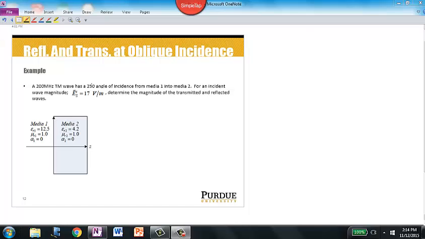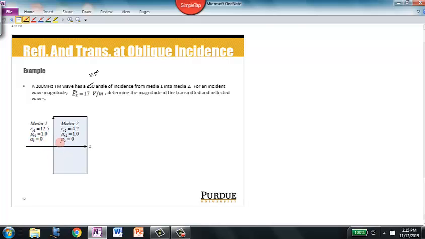Okay, so let's do an example. I've just chosen an example for the TM mode. We'll do other examples in class. We've got a 200 megahertz TM wave. It's got an angle of 25 degrees, and it's traveling from media 1 to media 2. I've given you the media properties down here.